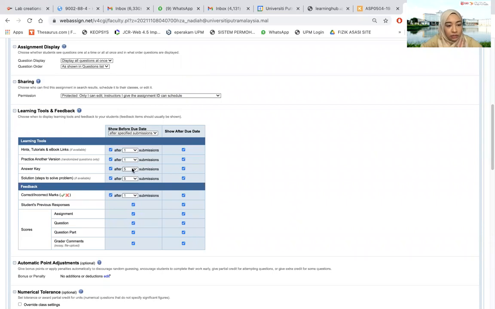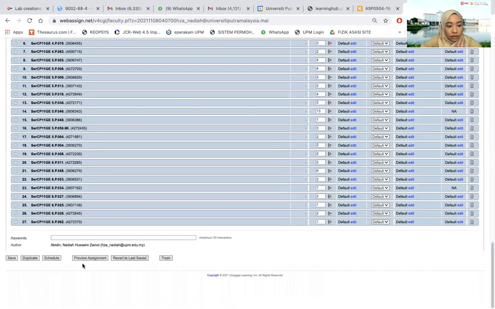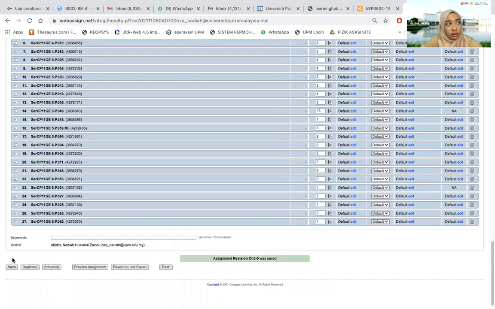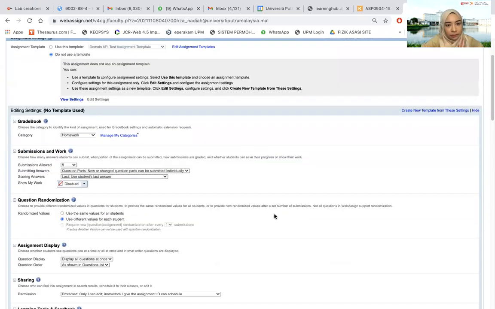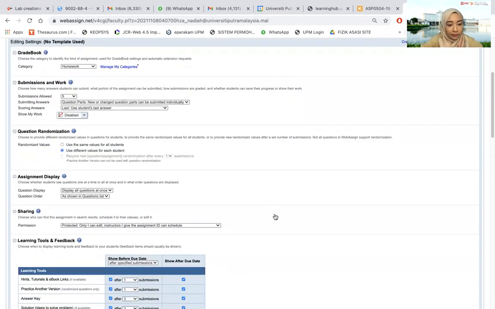The answer key will be given after 3. I'm setting this to 3. Let's say you answer 3 times and you still get it wrong, the answer key will be given to you. The solution will also be given after 3 tries. This one tak kisah. So let's say you are in a hurry, you try it one time and you got it wrong and you want to know how to do it, what is the solution, you can just enter it 3 times sampai dia habis that 3 submission that they give you, and then the solution will pop out. So that is macam my study guide for you, okay?